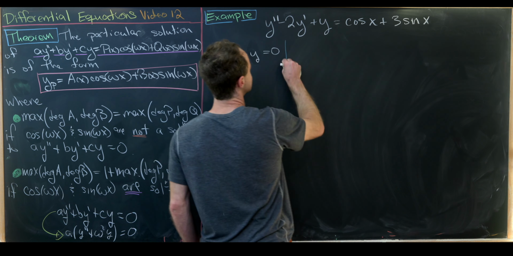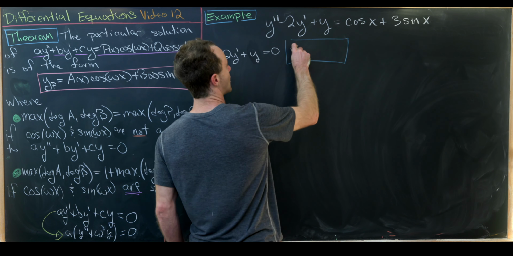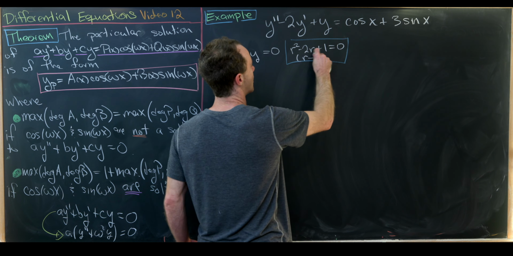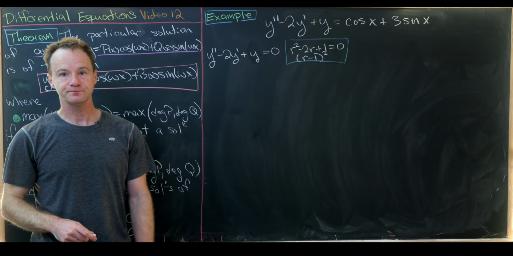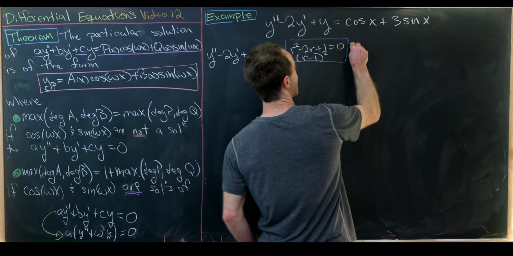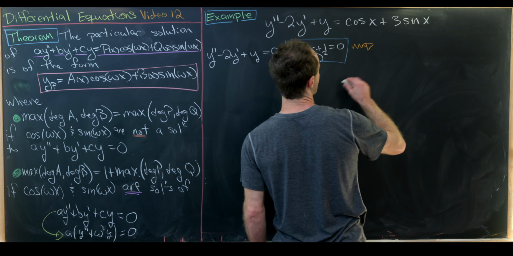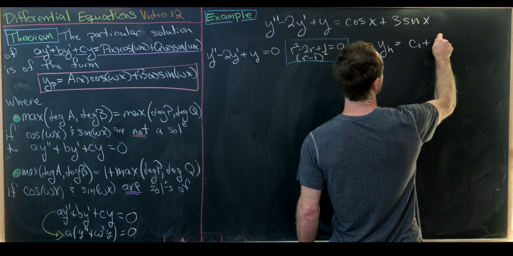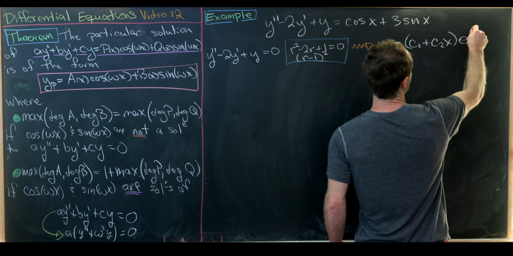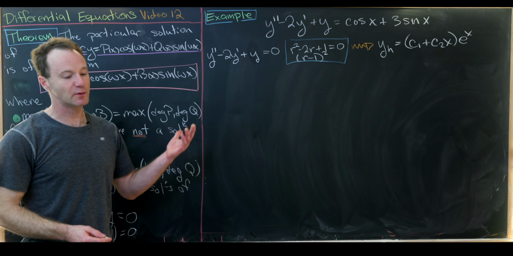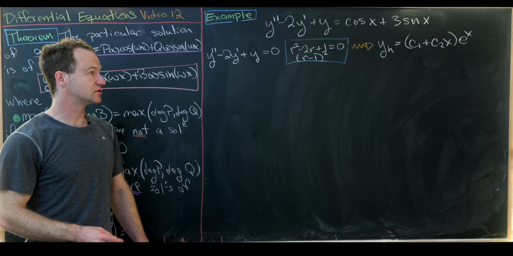And let's notice that has an associated polynomial of r squared minus 2r plus 1 equals 0, which factors to r minus 1 quantity squared. But that means we have a double root. Since we have a double root, we can write down our homogeneous solution as follows. I'll call it y sub h is equal to c1 plus c2 times x times e to the x, where c1 and c2 are arbitrary constants, which would be fixed if we indeed had initial conditions, but we don't in this case. Okay, so we've got a solution to the homogeneous part.